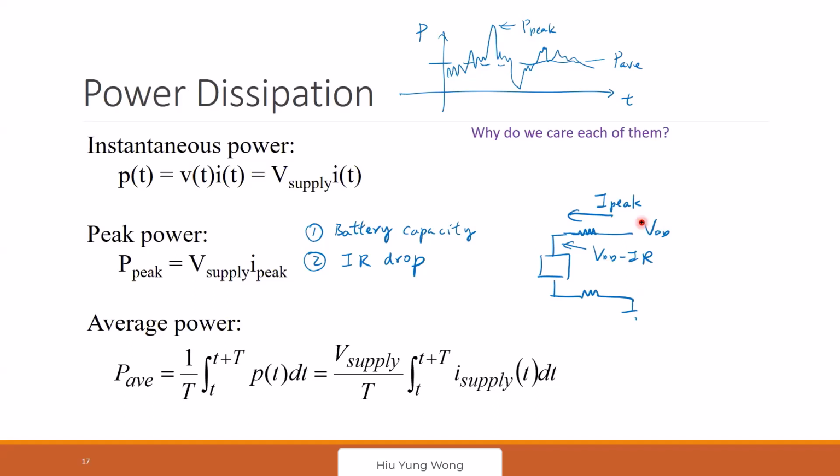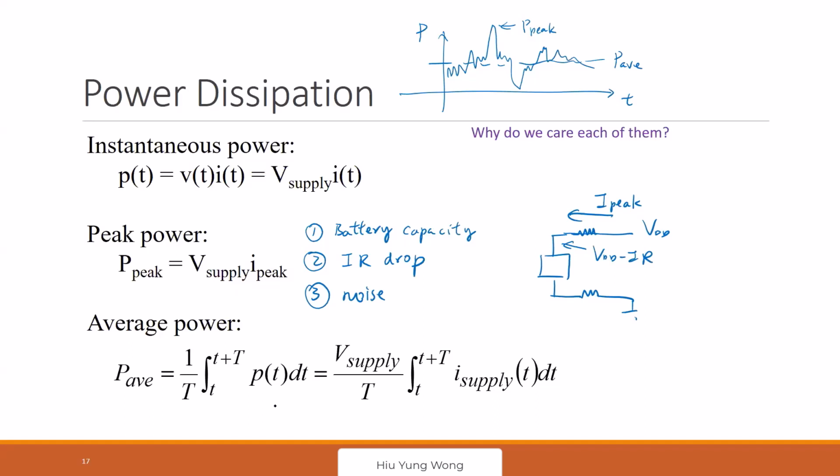So peak power is important here, right? Because peak power is related to the peak current. And of course, it's going to generate noise also, because your power grid is everywhere. If you suddenly have this peak current, it is going to generate noise to other circuits.